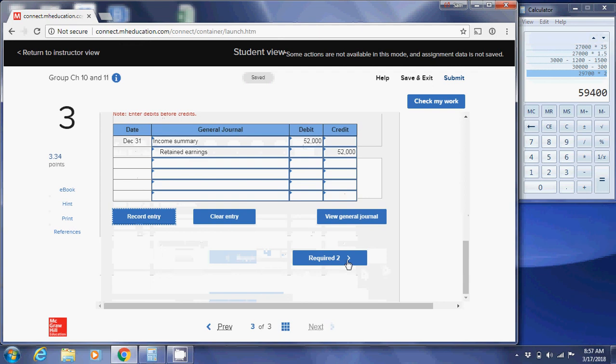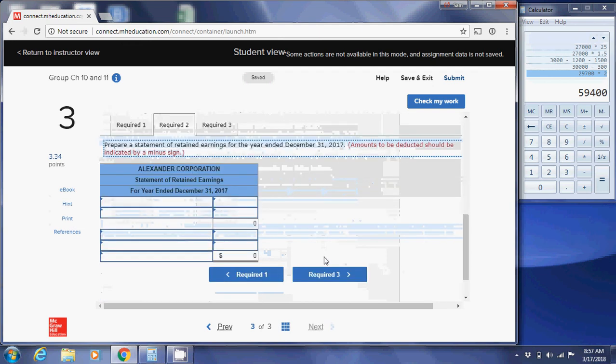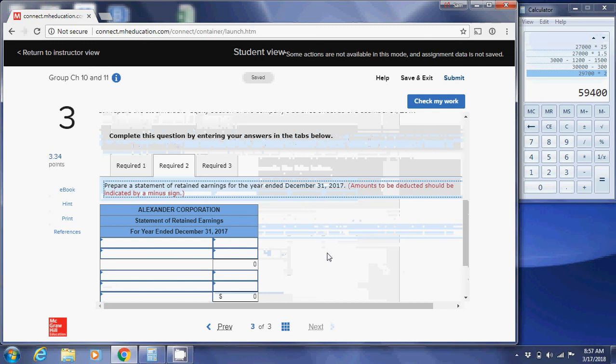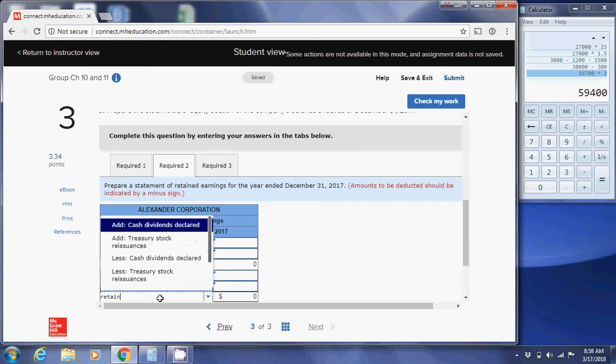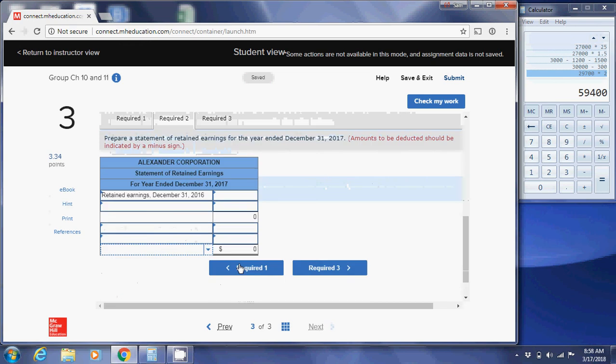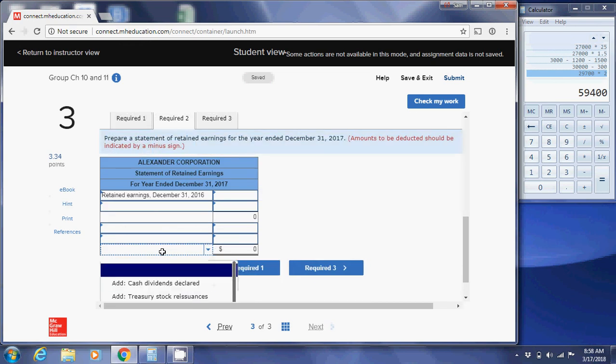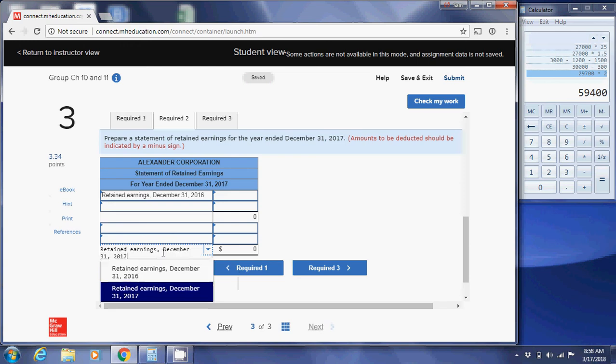We'll go ahead and record that. And we're now required to prepare a statement of retained earnings for the year ended. We just did a lot of things in retained earnings, so we're going to have to at least explain what those things are. Remember, retained earnings always starts with a beginning balance, so this is going to be retained earnings at December 31, 2016, and no matter what we do, it should end with retained earnings 2017. There it is. It's always going to end with that.